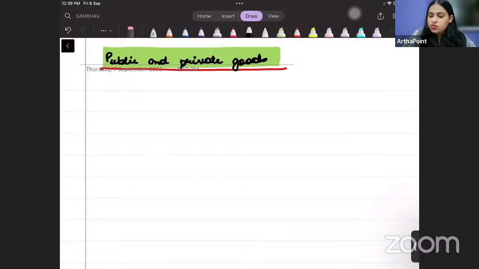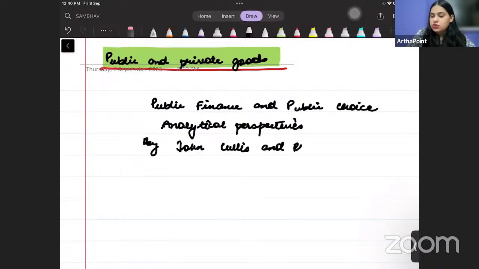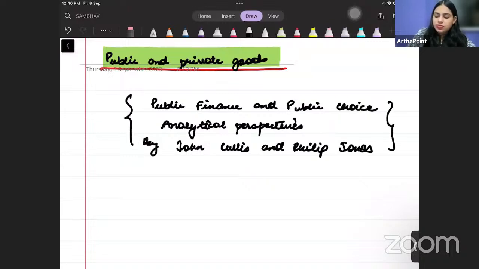So this is a good book. I'm just going to write down the name of the book. It is available in PDF format free of cost, so you can go ahead and look into it. Public Finance and Public Choice: Analytical Perspectives by John Kulis and Philip Jones. So you can read chapters through this.